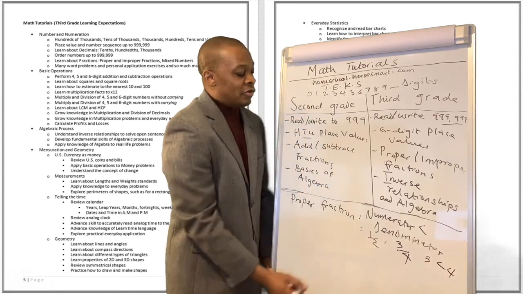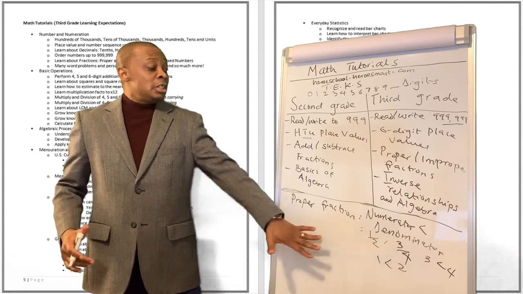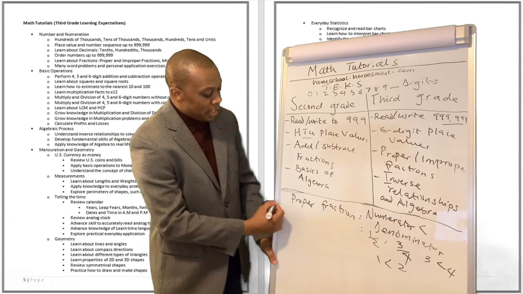So that's a proper fraction. 1 is less than 2, so that's a proper fraction as well. You can use that to describe what a proper fraction is for them. Okay, what about an improper fraction?